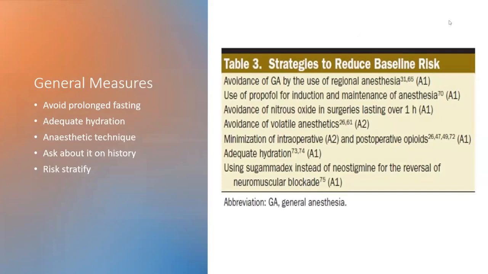And then strategies to reduce the baseline risk are things like avoiding GA and using regional anesthesia, the use of propofol for induction and maintenance, avoidance of nitrous oxide, avoidance of volatile anesthetics, minimization of intraoperative and postoperative opioids, so push for multimodal analgesia, adequate hydration, and the use of sugammadex instead of neostigmine.